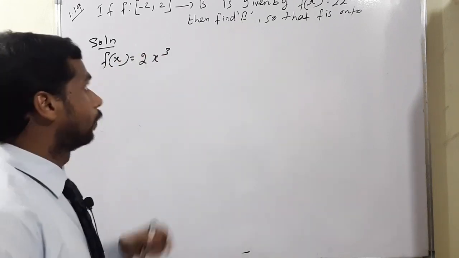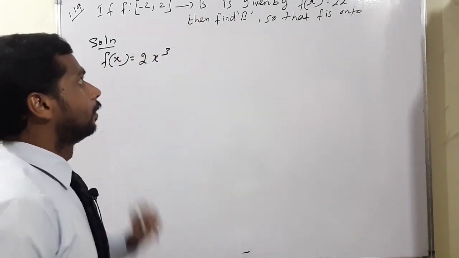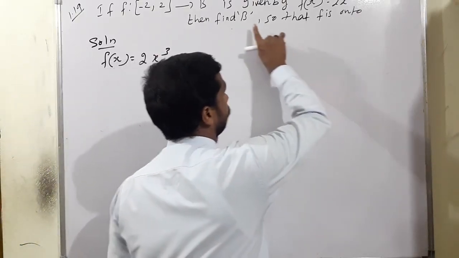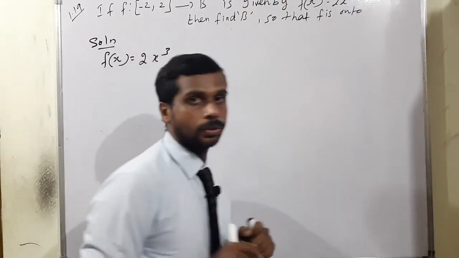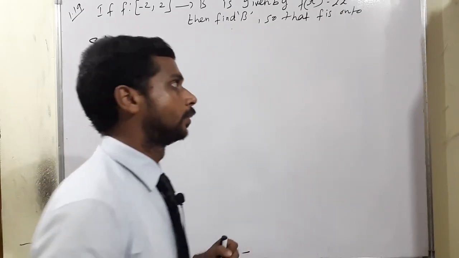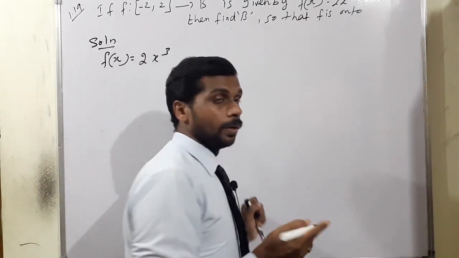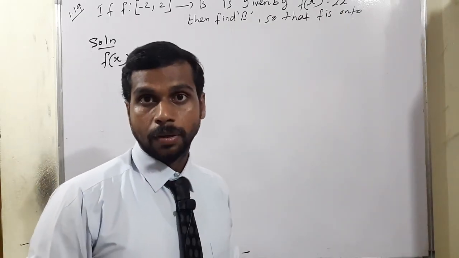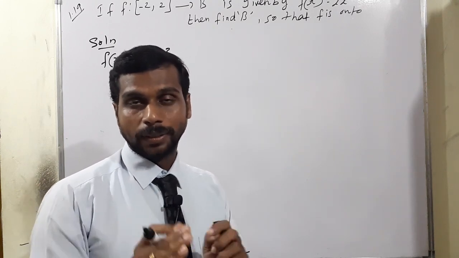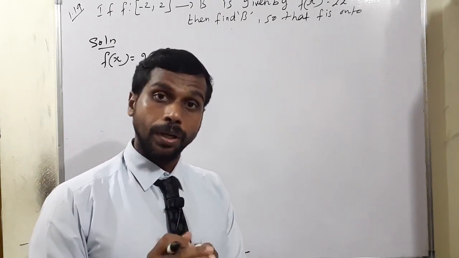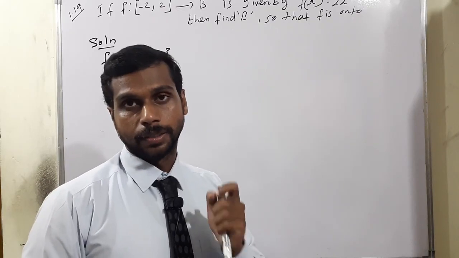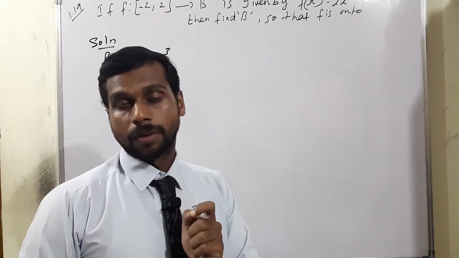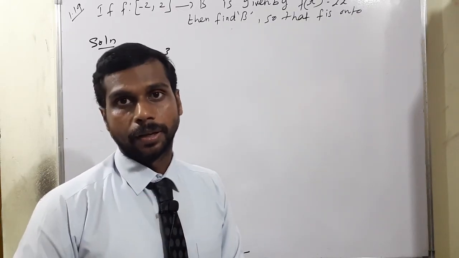First we have to find out the value of B. Then, after finding it, you have to show that f is onto. What is the meaning of onto? Already, I think, last week, the fourth day class, the concept was given clearly. If you have any doubt, go to the previous class, especially the last Friday class. You will get a clear idea, okay?